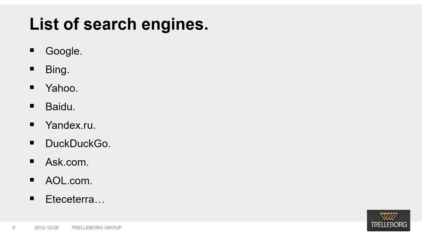So the top search engines that I have listed here are Google, Bing, Yahoo, Baidu, Yandex, DuckDuckGo, Ask.com, and AOL.com. Okay, so Google is used by roughly around 90% of the users, and Bing, Yahoo; Baidu is used extensively in China, Yandex in Russia, DuckDuckGo. I think AOL is the oldest among all these search engines.